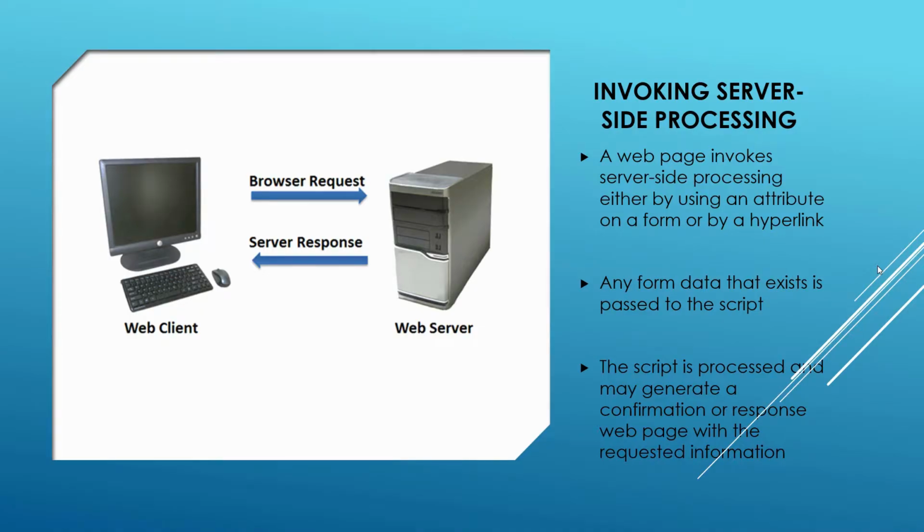Now, when you are invoking server-side processing, you'll follow these steps. A web page invokes server-side processing either by using an attribute on a form or by a hyperlink. Any form data that exists is then passed to the script. The script is processed and may generate a confirmation or response web page with the requested information. So the first part would be figuring out where this information is going. Here we say it invokes either using an attribute on a form or by a hyperlink. Then we have any form data that exists.